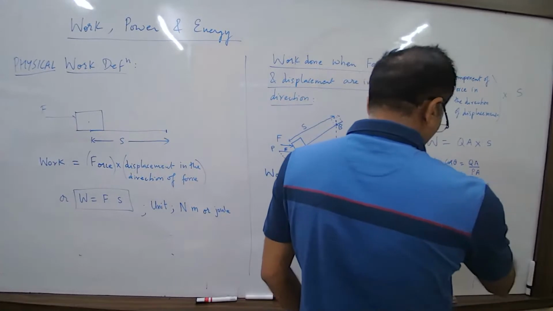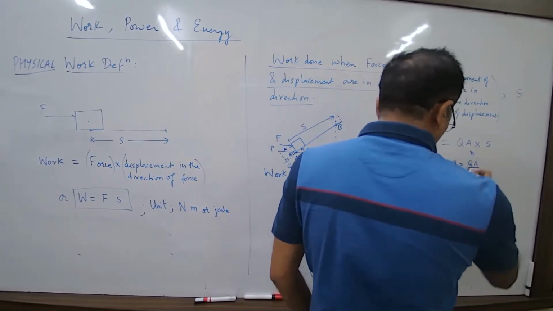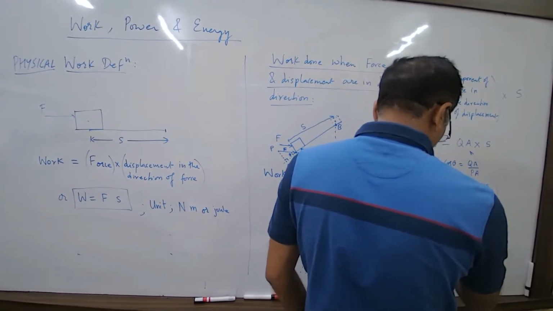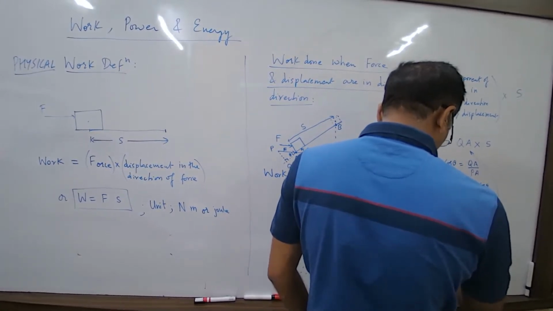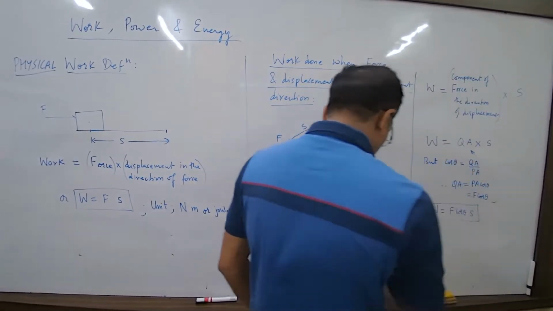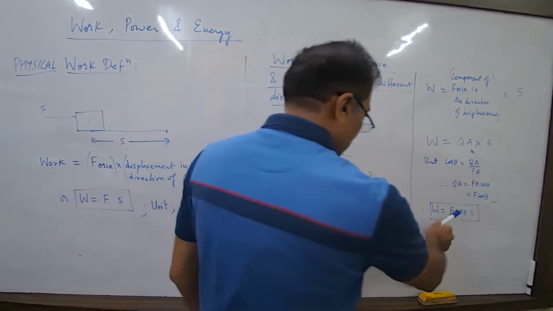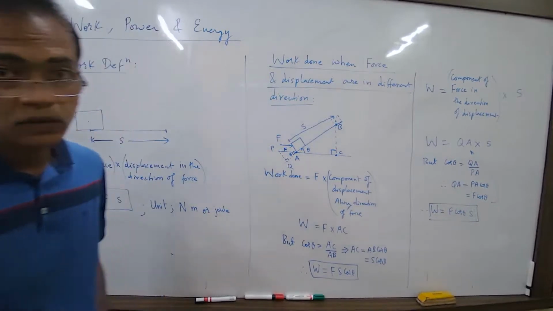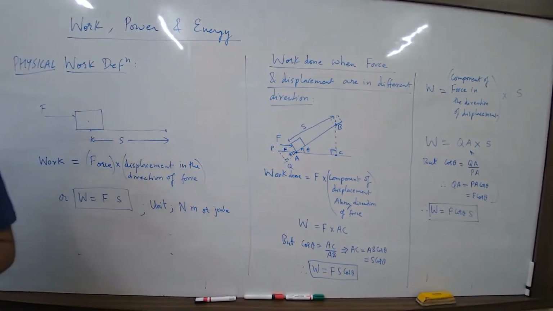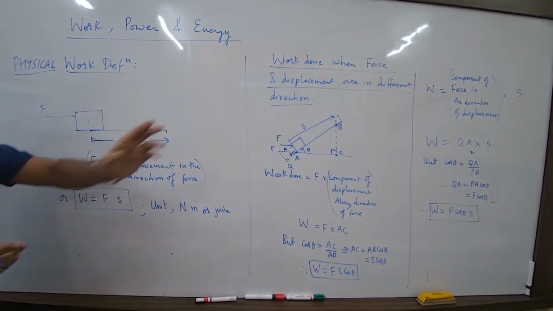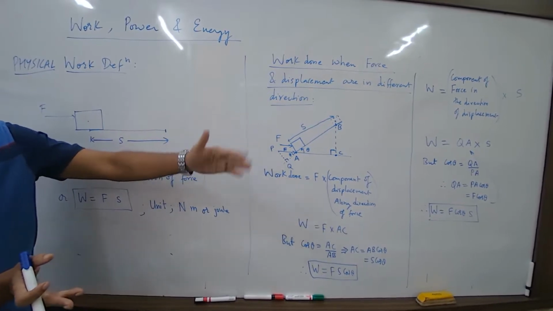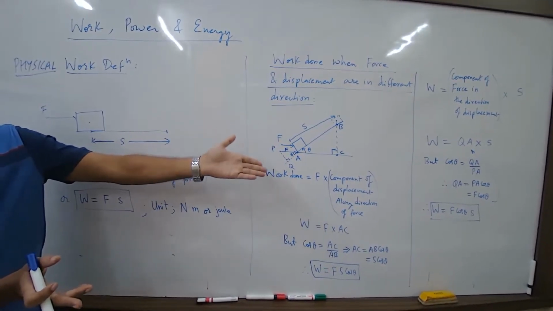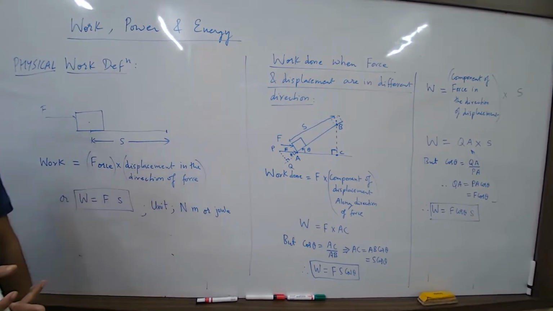So QA, you will substitute it over here. So what will you get? Therefore, W is equal to F cos theta into S. So F cos theta or S cos theta is the same thing. Either you take force in the direction of displacement and multiply, or when the force and displacement are in different directions, you take the component of each in their respective direction. Got it? So that's it.